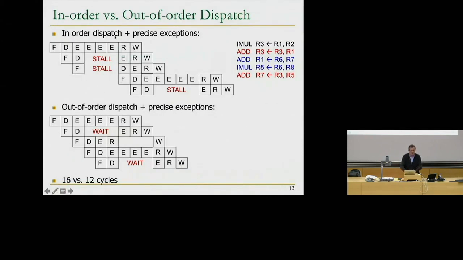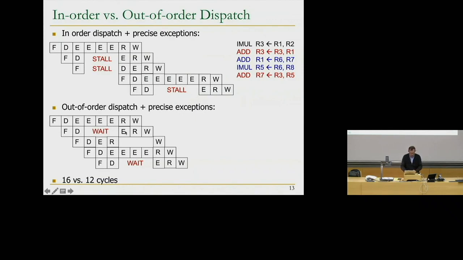So this is a machine with in-order dispatch and precise exceptions, and this is the code that we're executing. If you look at the second instruction, it's dependent on this multiply, so it needs to stall. As a result, the blue instructions that are independent of either of these also stall. And then this red one also stalls because there is a true data dependency over here. So if you do the calculations, you get 16 cycles over here.